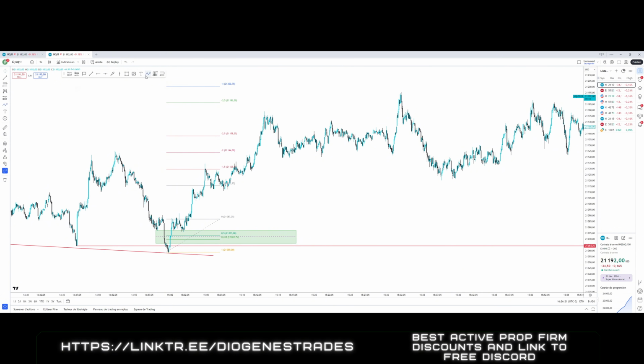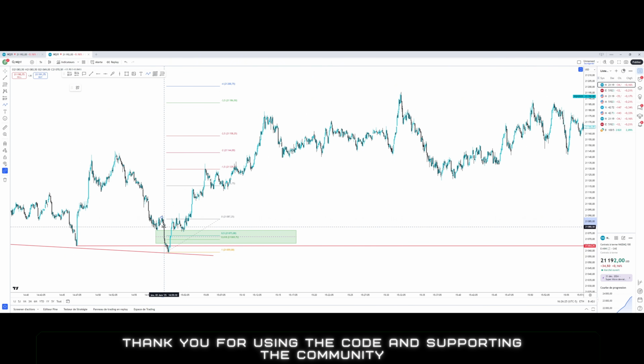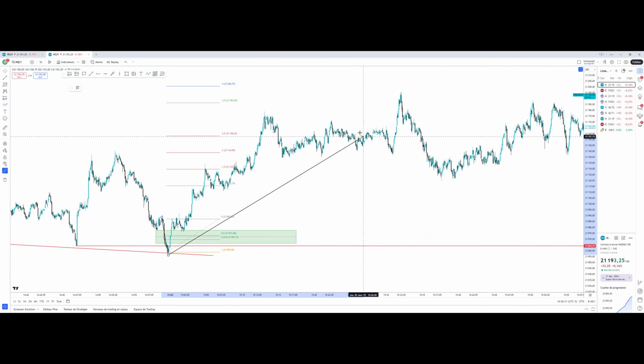Now, let me talk to you more about projections, okay? So price will usually, we have this manipulation leg, okay? Once we have internal dynamics leading to this move, right? So number one, we have an order block. We have liquidity, the candle that swept liquidity. Once we close above, it becomes our order block, okay?